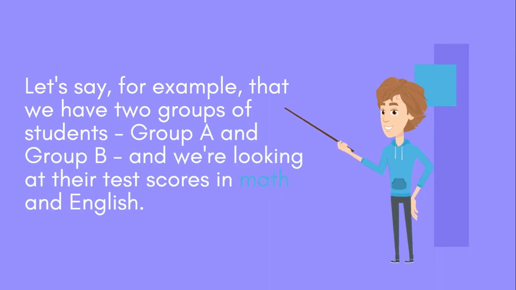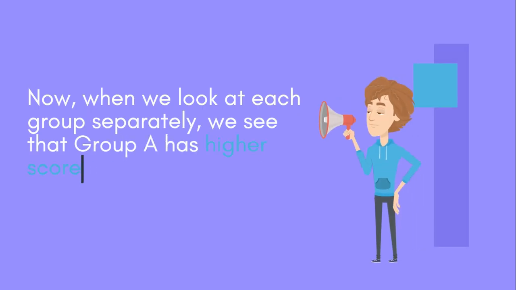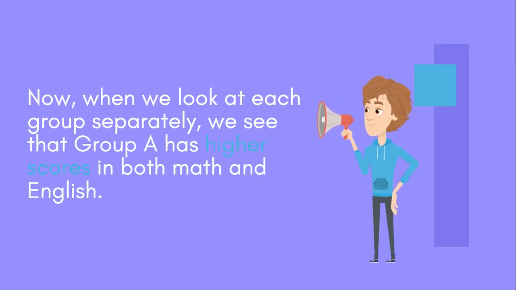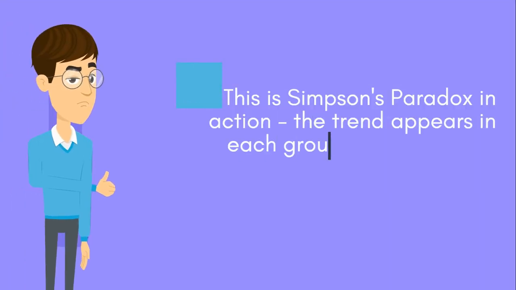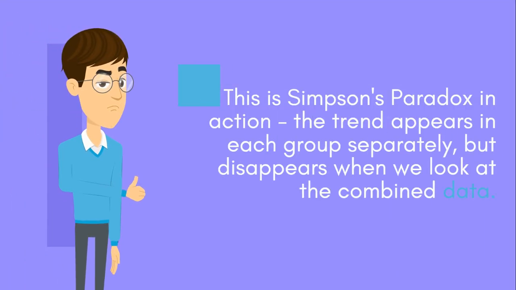Let's say, for example, that we have two groups of students, Group A and Group B, and we're looking at their test scores in math and English. Now, when we look at each group separately, we see that Group A has higher scores in both math and English. But when we combine the groups and look at the overall scores, we see that Group B has higher scores. This is Simpson's paradox in action. The trend appears in each group separately, but disappears when we look at the combined data.